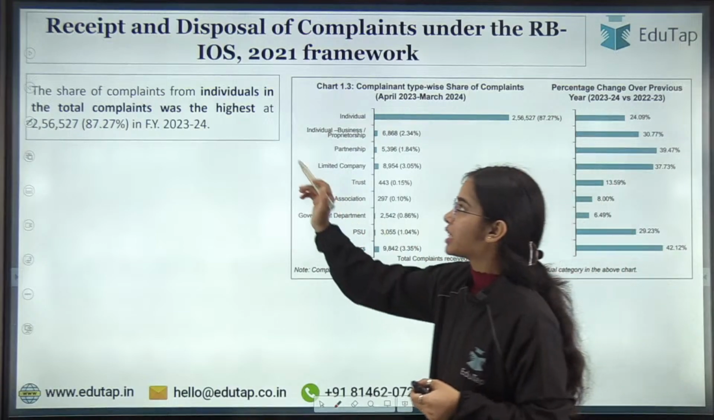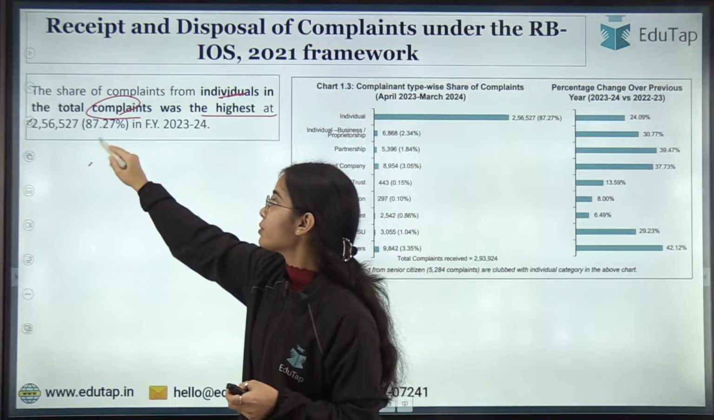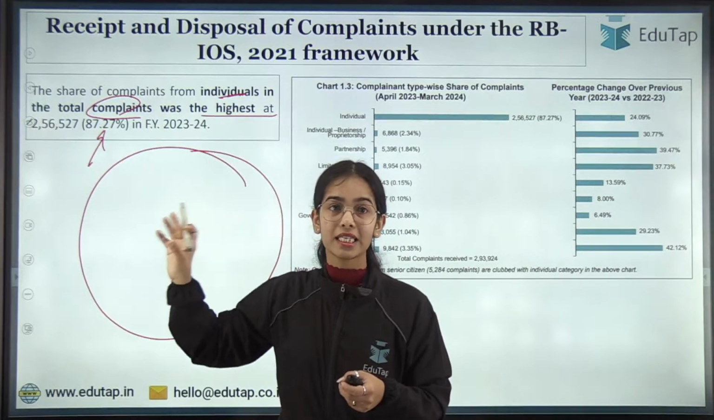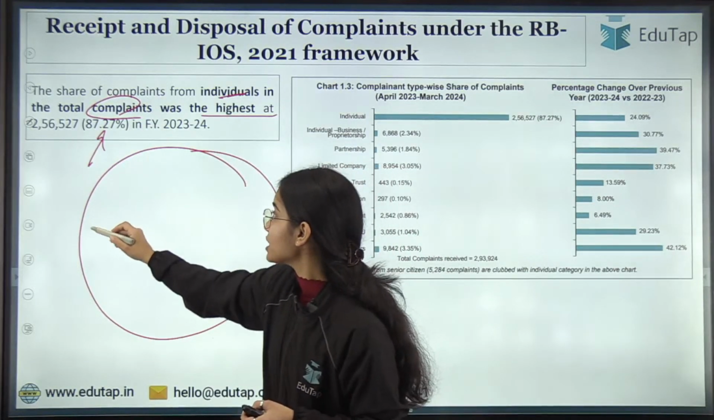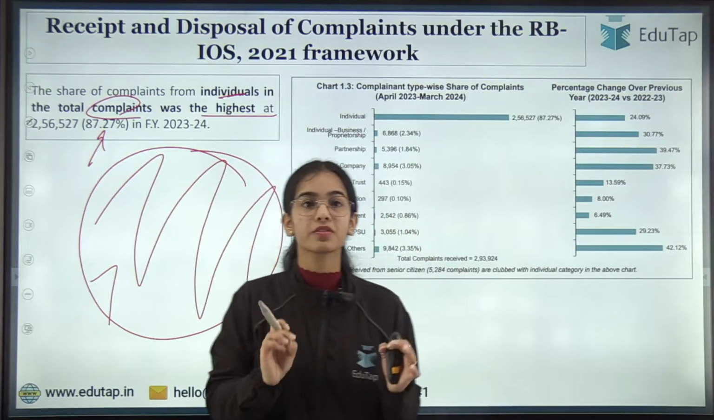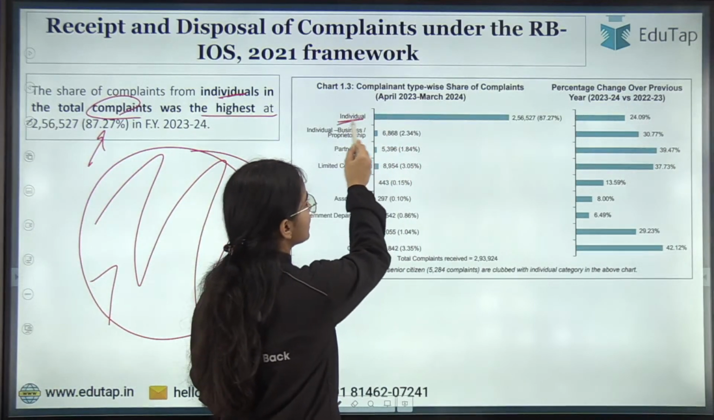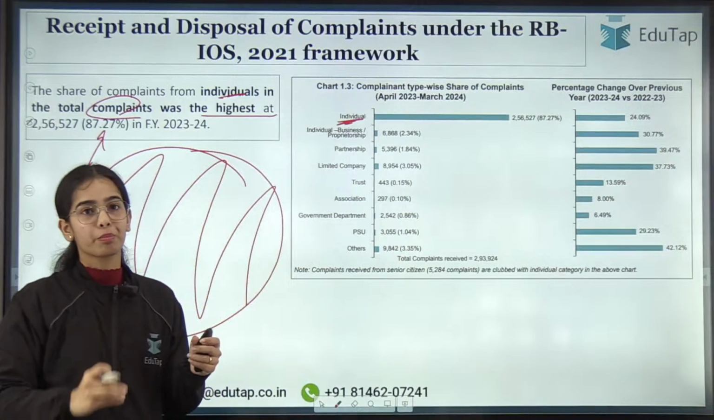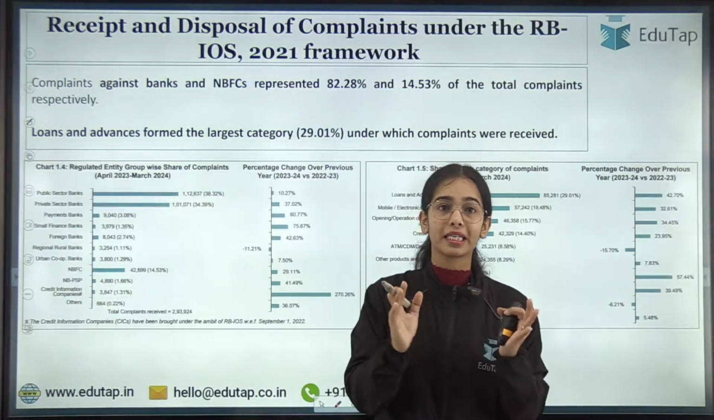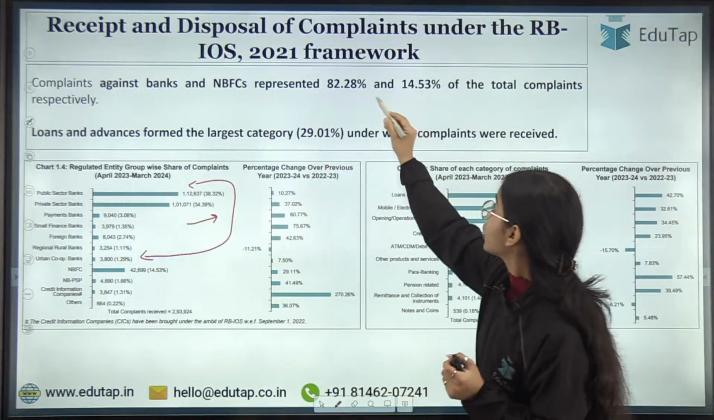Now, the share of complaints from individuals in the total complaints was the highest at 87.27%. So, out of the total complaints received, the highest were received from individuals. That is, 87.27% of the complaints were received from individuals. Next, complaints against the banks were the highest percent, at 82.28%.